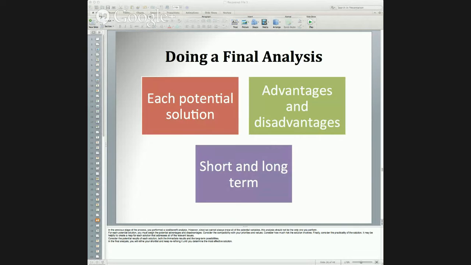It may be helpful to create a map for each solution that addresses all of the relevant issues. Consider the potential results of each solution, both the immediate results and the long-term possibilities. In the final analysis, you will refine your shortlist and keep refining it until you determine the most effective solution.